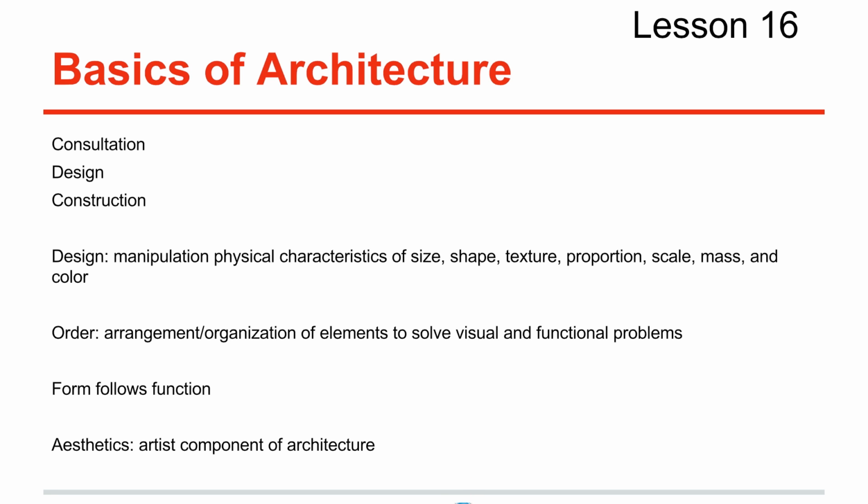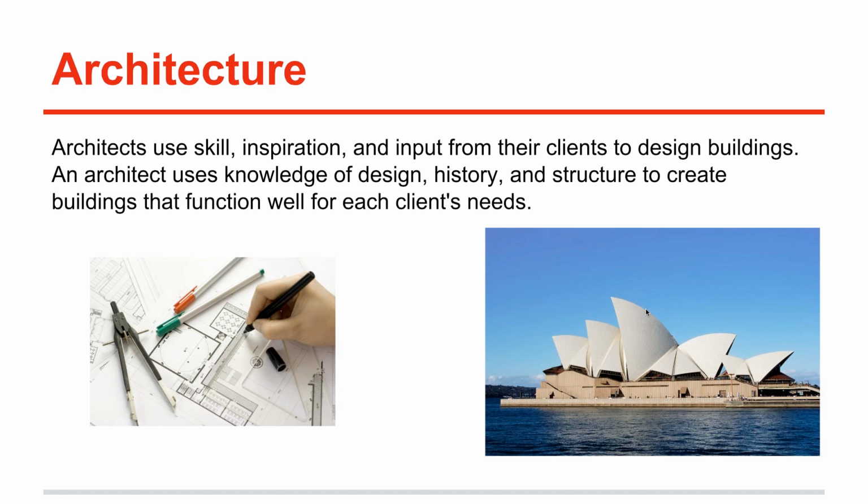Now, aesthetics is the artistic component of architecture, meaning how do you want it to look? The visuals to it. Is it appealing? Are you trying to make it stand out? Having that artistic characteristic. Okay, no problem, Catherine. So these are things you need to take into consideration. Architects use skill, inspiration, and input from their clients to design buildings, and architects use knowledge of design, history, and structure to create buildings that function well for each client's needs.